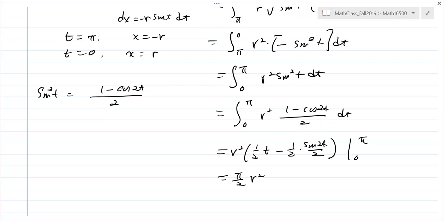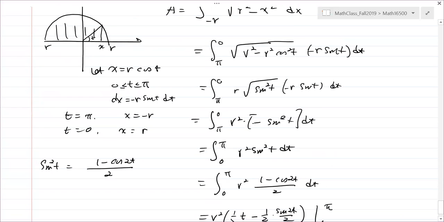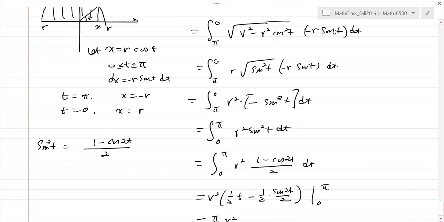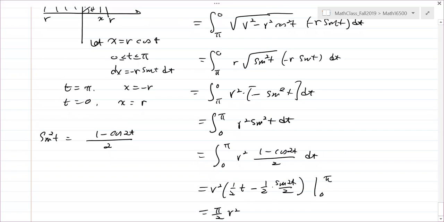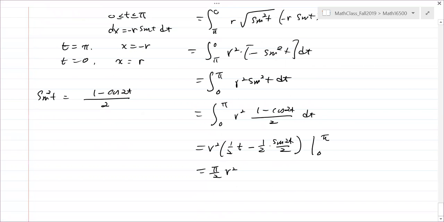This is slightly beyond the section covered, but it's a substitution. So we learn this substitution to find the area of the semicircle with radius r. The question is how to evaluate the integral of sine squared t. You have to use the double angle, half angle formula to evaluate it. So it's a good exercise to find the integral of sine squared t.